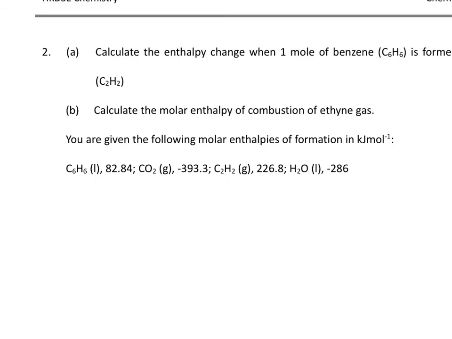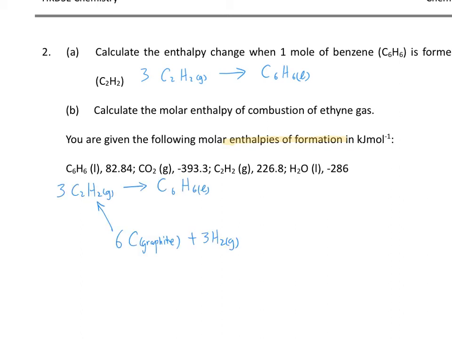For example 2 here, we need to convert the ethyne gas into the benzene. The other data provided are the molar energy of formation of this compound. Therefore, we can build up an enthalpy cycle like this. Because both of the ethine and benzene, they are formed from carbon and hydrogen.